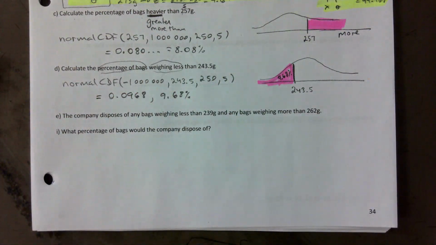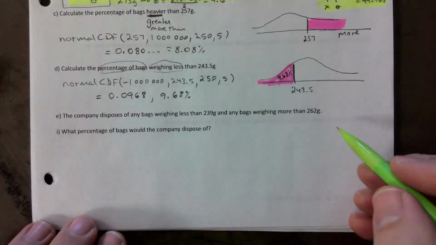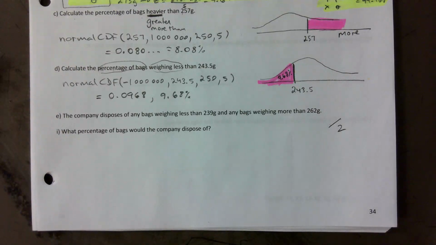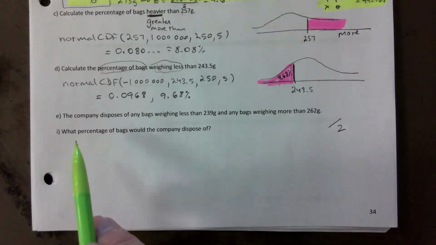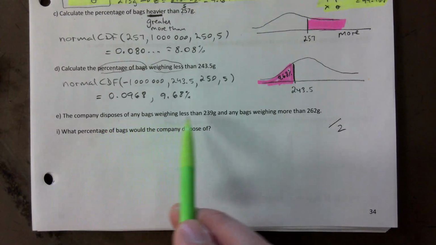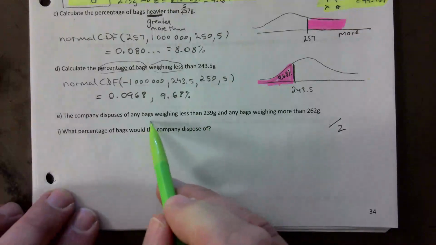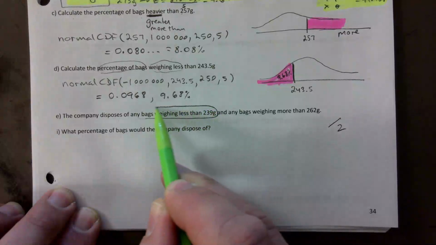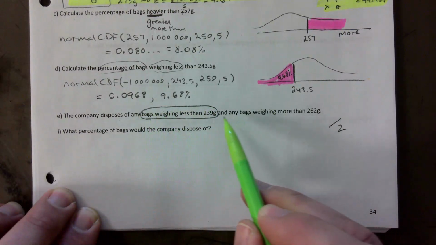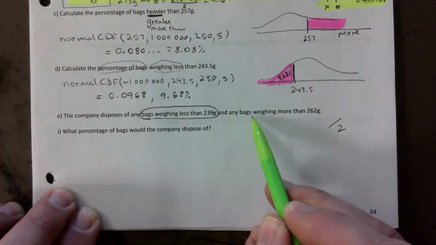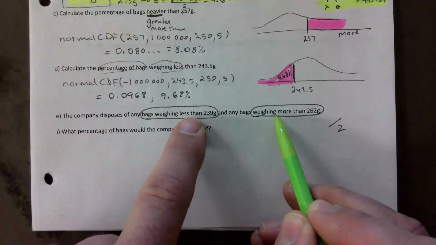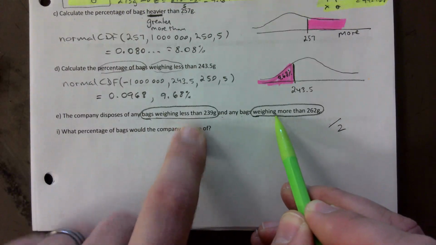Okay, the company, this one is tricky. This one is worth 2 marks. You want to put 2 marks beside this one? This one is going to hurt you if you don't know what to do. It's going to hurt you more than the others. A company disposes of any bags weighing less than this, okay? So bags weighing less than this, so this is one aspect of it, and any bags weighing more than 262 grams. So these are discarded, okay?